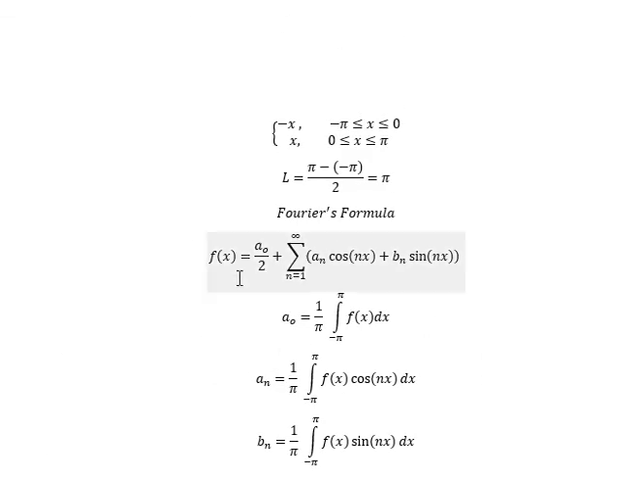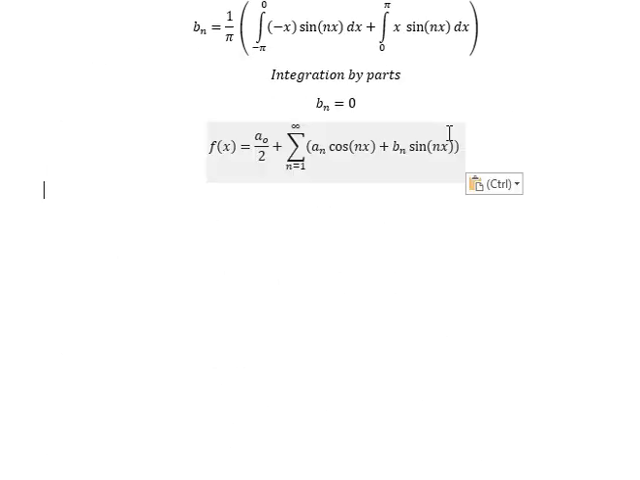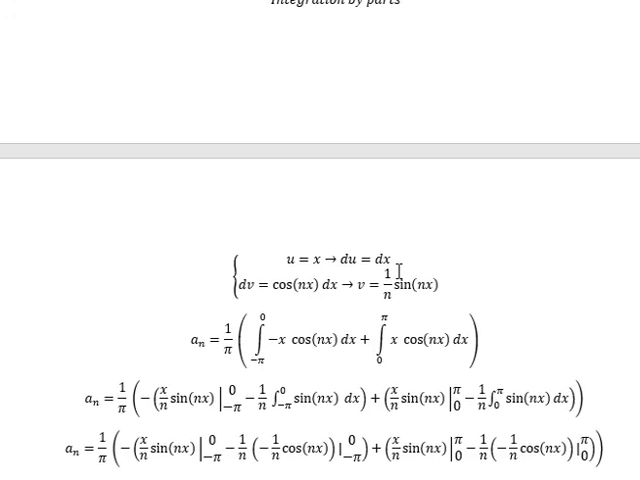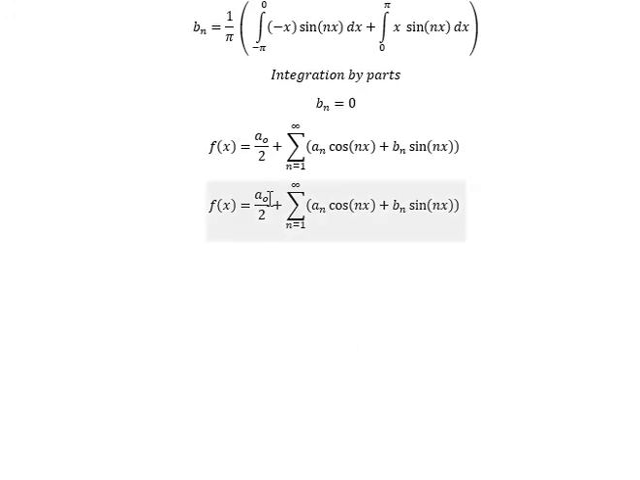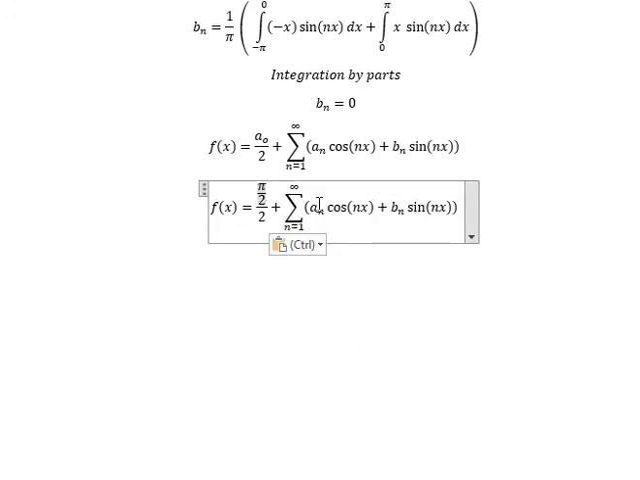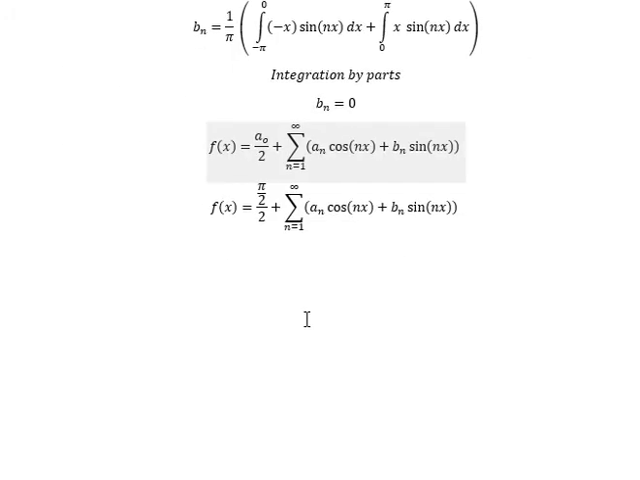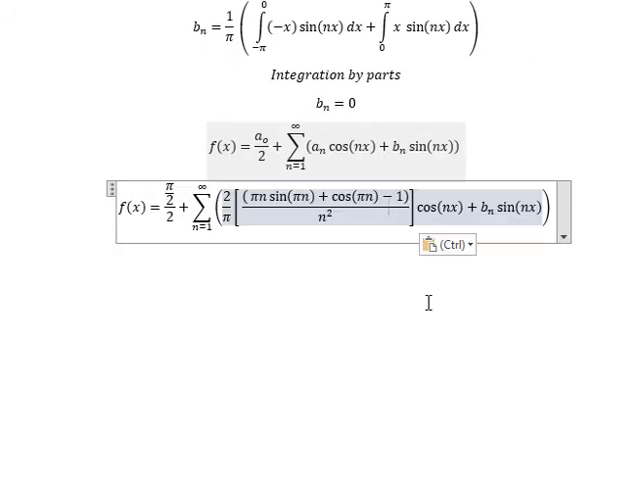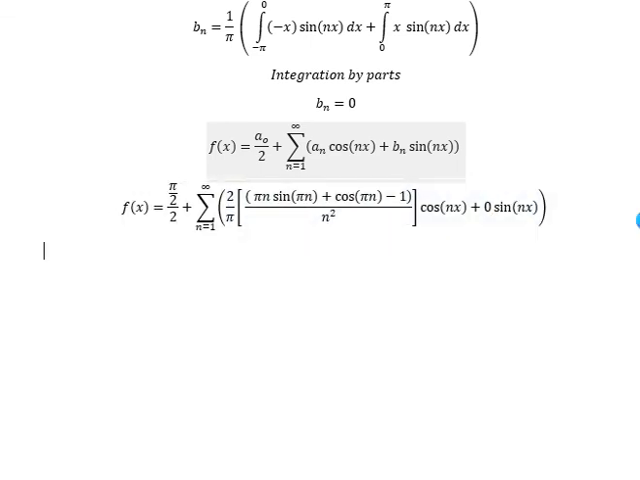Now we go back to this one. A0 is b over 2. An is this one. Bn, we have 0. And now we can simplify it.